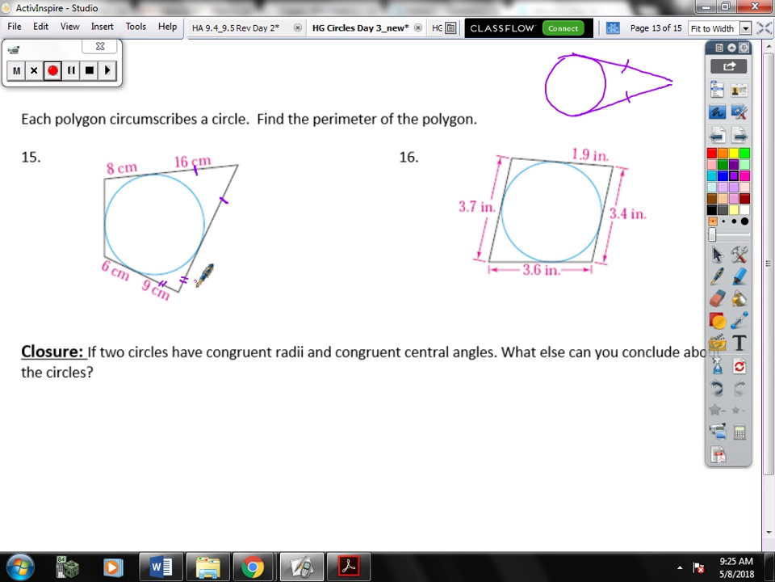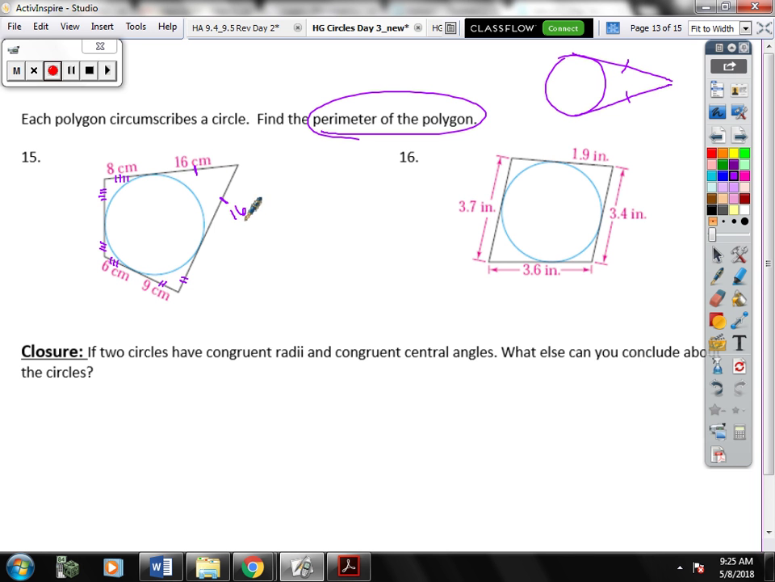Those will be congruent. Those little ones will be congruent. And lastly, those will be congruent. They look to be congruent, like the ones you're picking. So they say each polygon circumscribes a circle, which means that it's just outside the shape. Find the perimeter of the polygon. So you just have to make sure that you put the right numbers in the right spot.